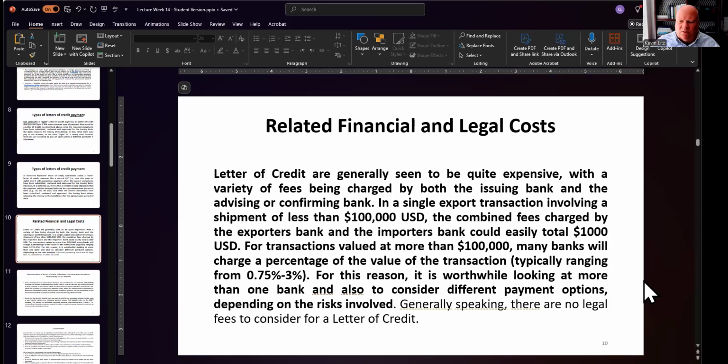What's it going to cost? Well, your bank might charge you anywhere from 0.75 to 3% of the total value. So if I'm selling a $1 million transaction, a letter of credit will probably cost 0.75 to 3% of the $1 million transaction.